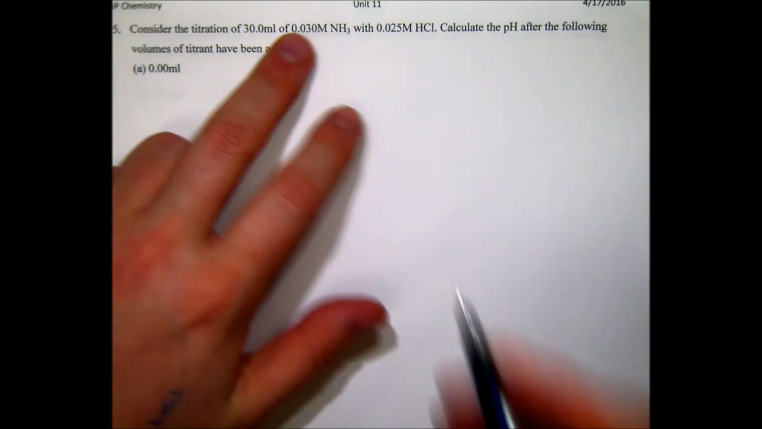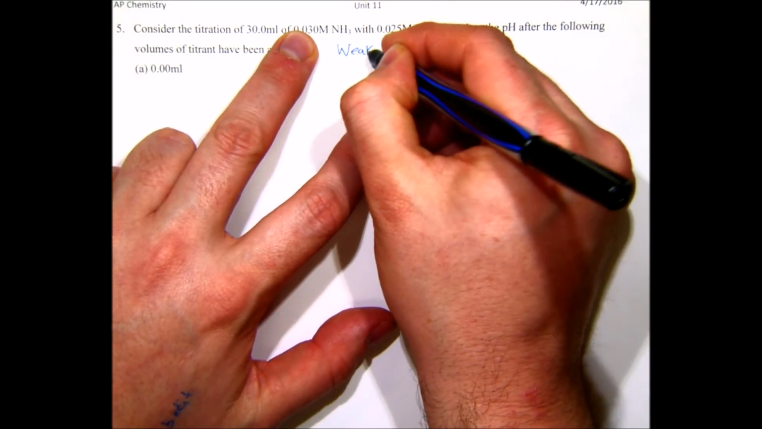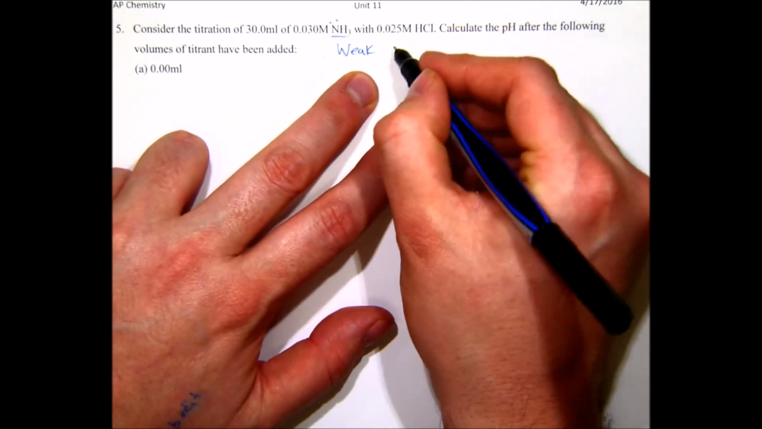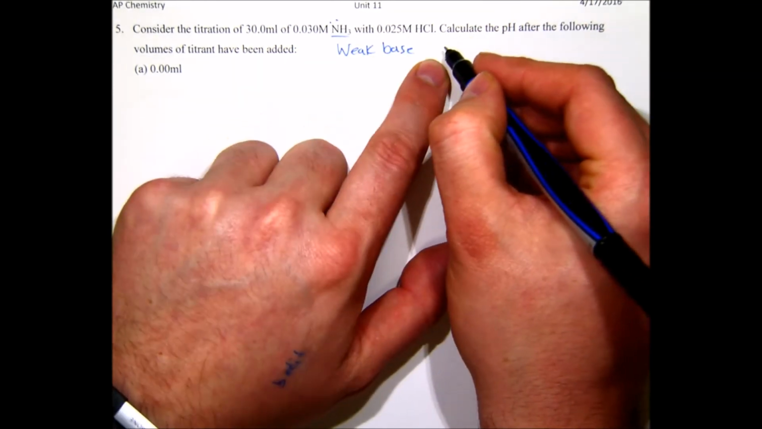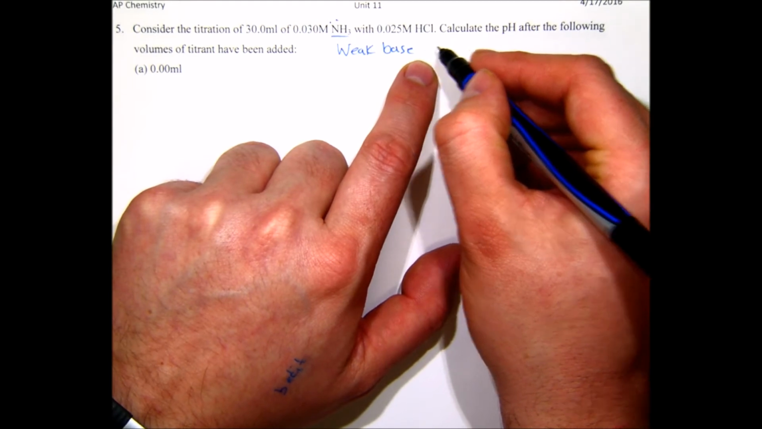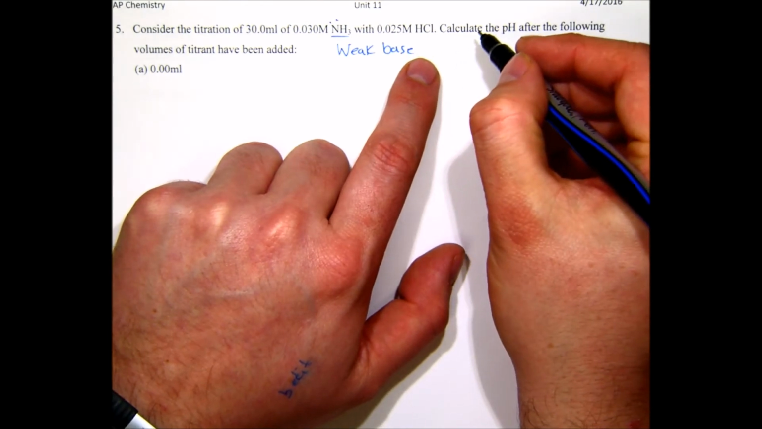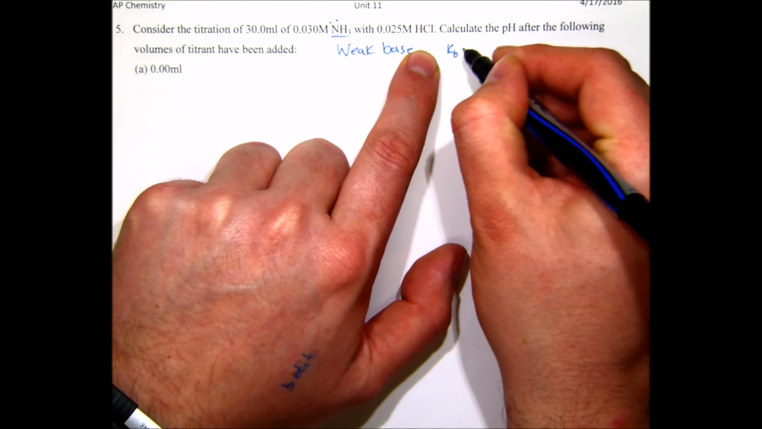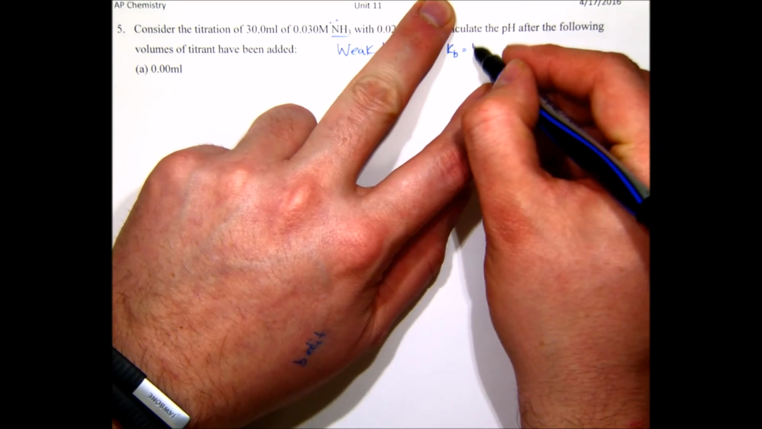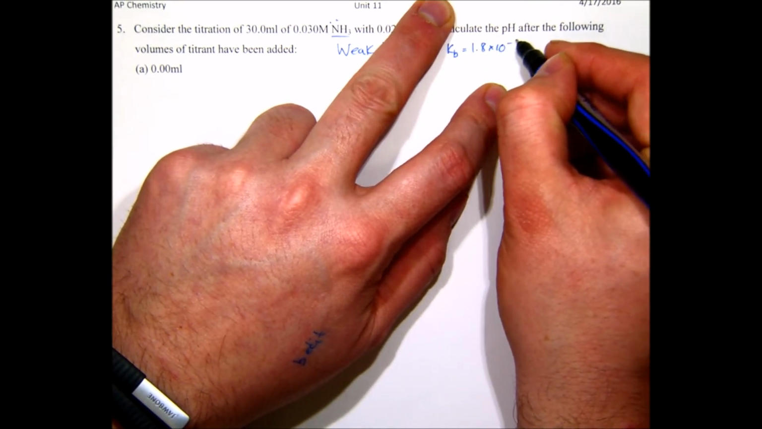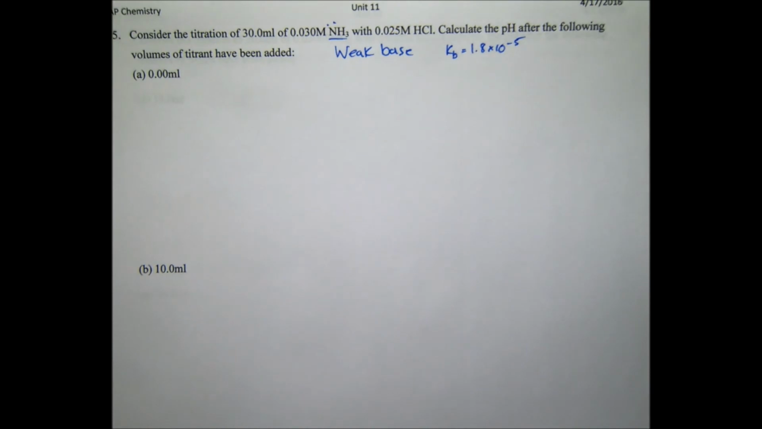Right off the bat, I hope we've realized that ammonia, with its lone pair, is a weak base, and it has a conjugate acid, NH4 plus. More importantly, the Kb for this base is equal to 1.8 times 10 to the negative 5. So we have a lot of work to do for each one of these. This is a relatively tedious process, but it's very repetitive as far as the calculations go.